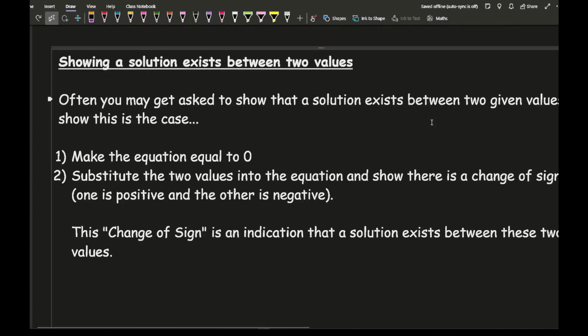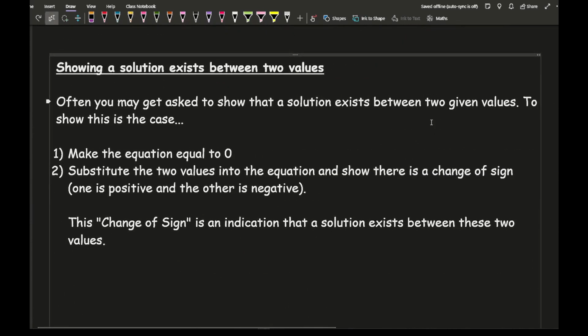Now the next thing we move on to is showing that a solution exists between two values. And again, this is quite common for this to come up at GCSE level. Now often when you get asked to show that a solution exists between two values, to show this is the case, you need to do two things.